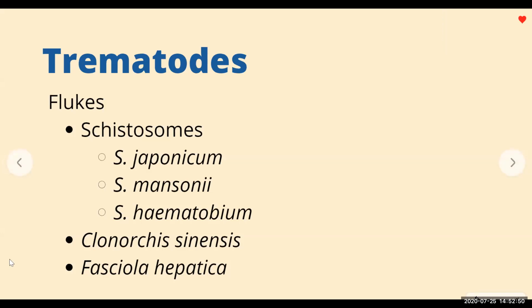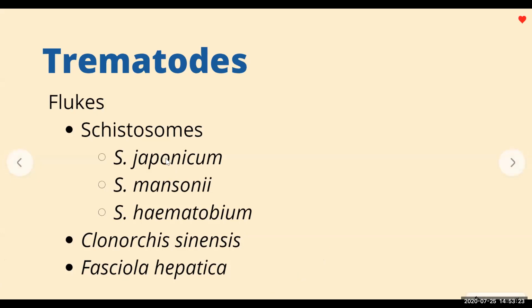Why does it need the snail? Because it has to go into the snail to transform from mother to daughter sporocyst. When they come out, they are Cercariae with a tail, so they can swim in the water. By that, they can penetrate the host. The miracidium enters the snail and comes out as Cercariae. Correct me if I'm wrong.